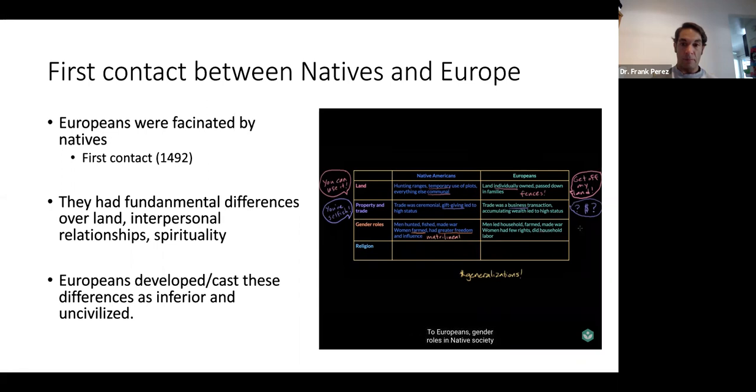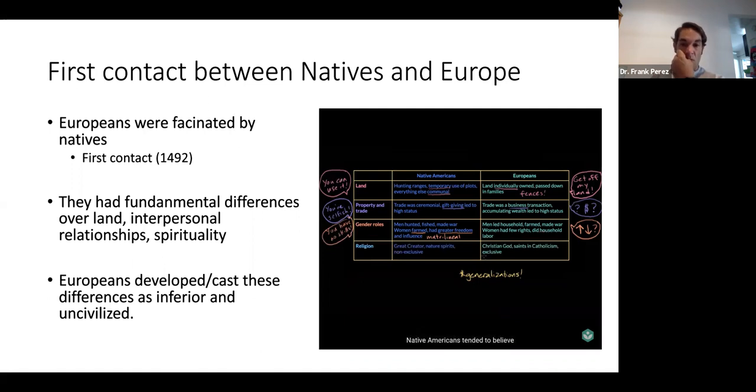To Europeans, gender roles in Native society almost seemed like they were flipped upside down. And they took this as evidence that Native people were uncivilized. To Native Americans, it looked like Europeans could barely care for themselves. They had to be taught how to farm, how to fish, even how to hunt effectively in the New World. Finally, Native and European religious practices differed, at least on the surface.